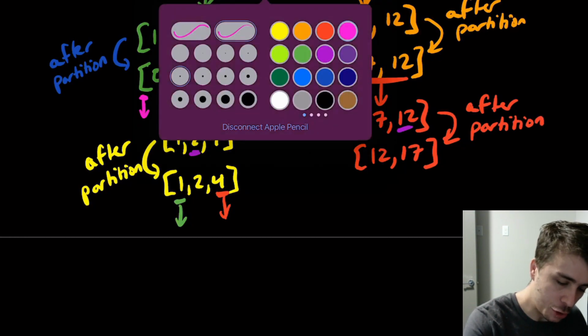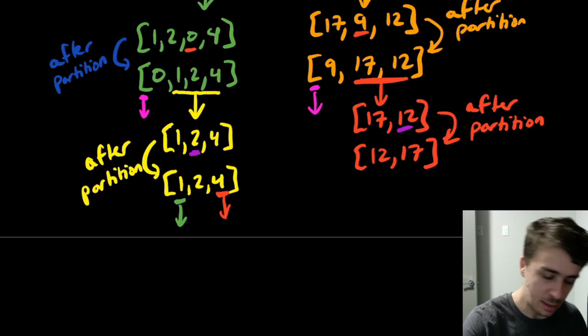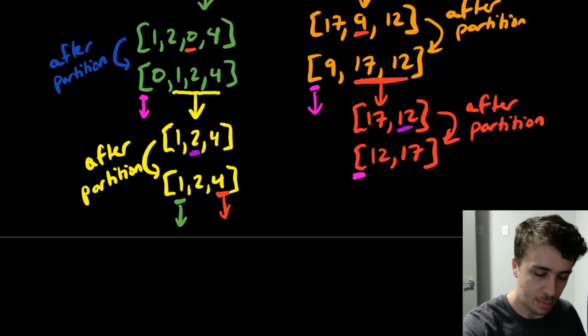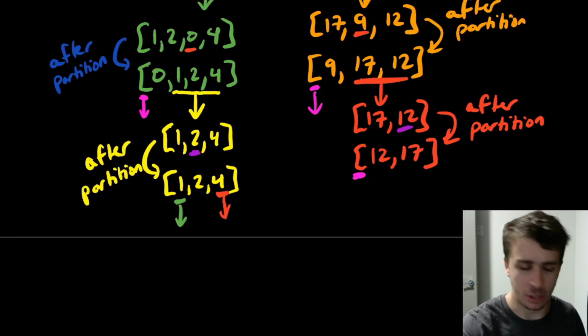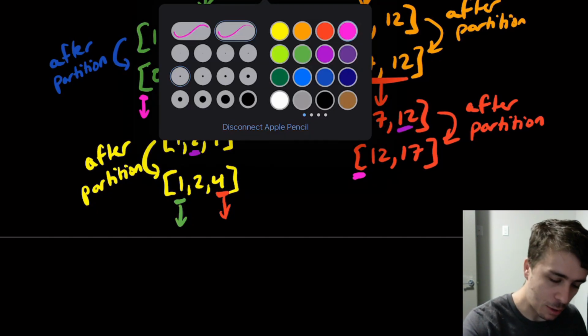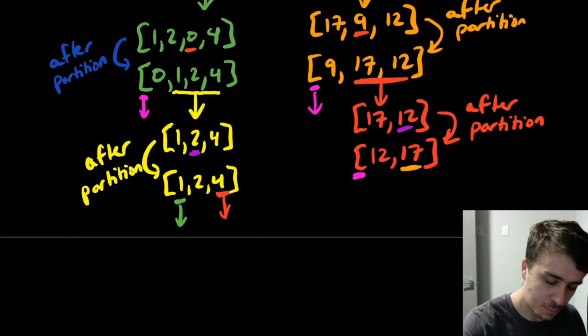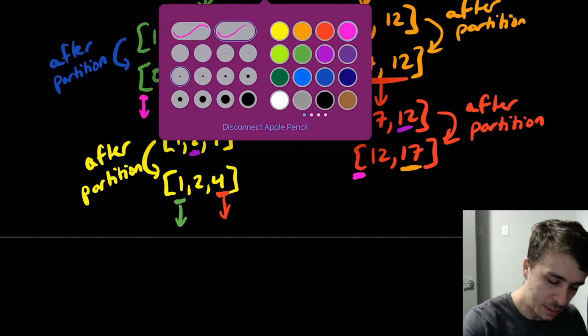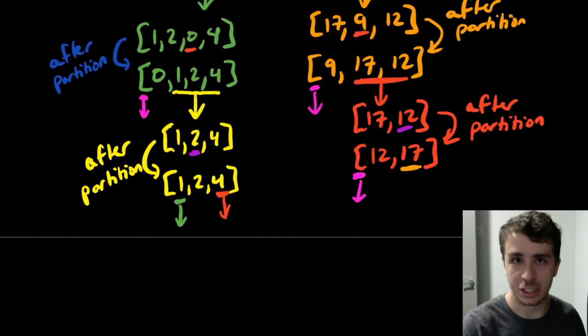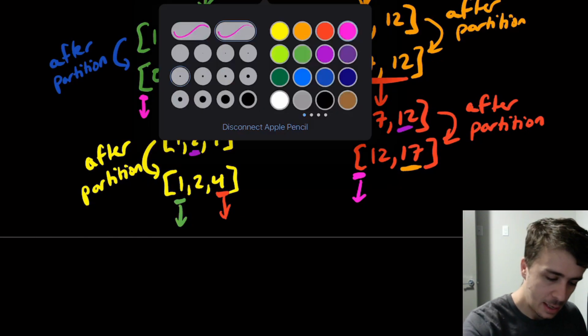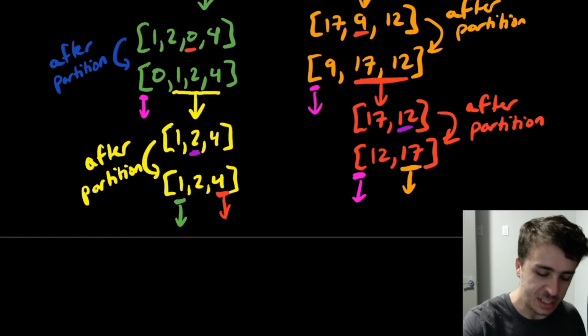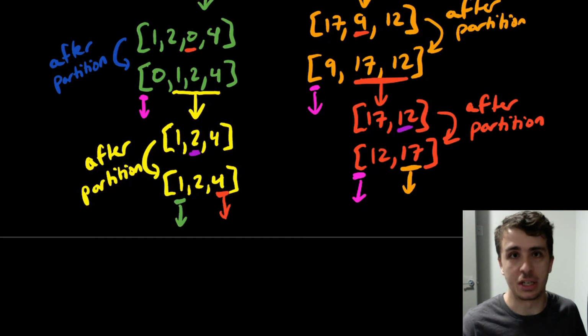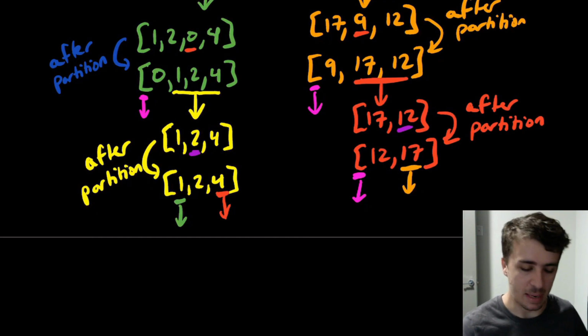And we have 2 recursive calls. We have a left side and a right side. The left side is again empty because there's nothing in this array that was smaller than 12. And we have the other recursive call, which is this 17. This first recursive call, again, does nothing. It doesn't change anything. And the recursive call on the 17 array, it does nothing because there's only one element in there.